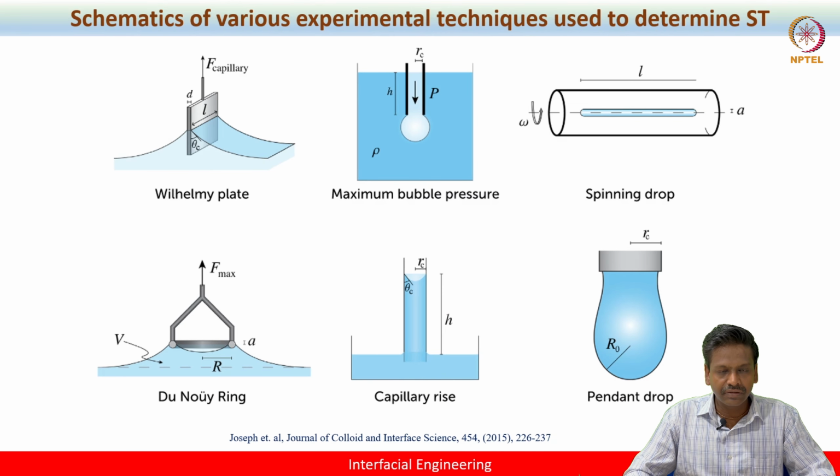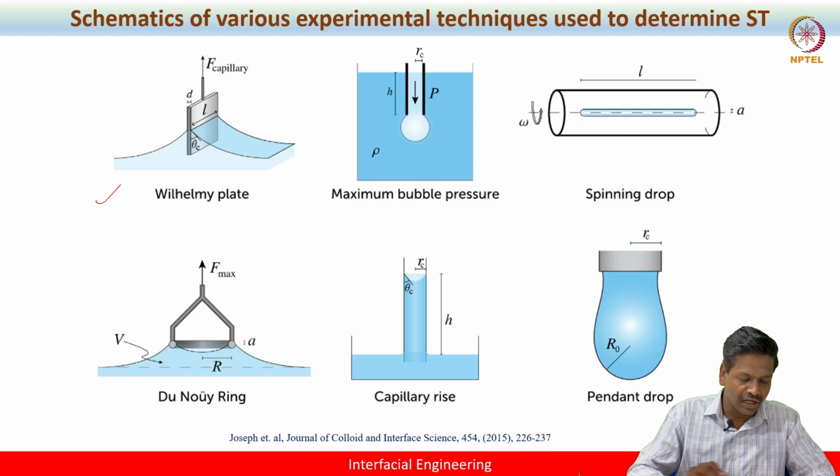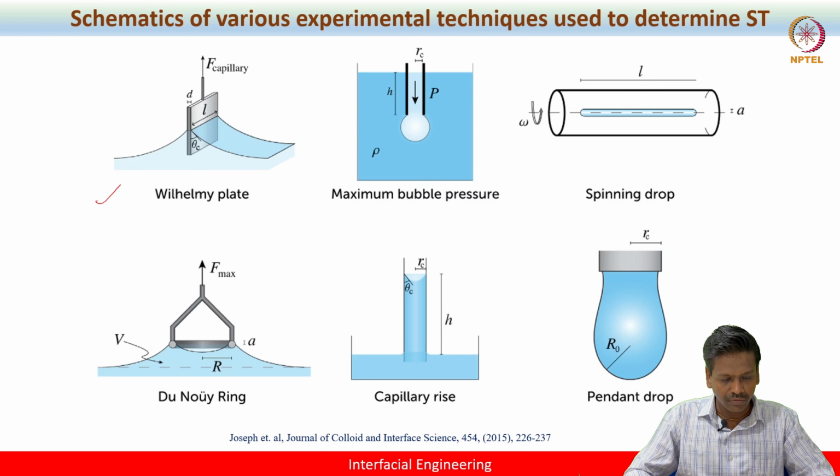So these techniques are widely available if you want to measure surface tension. For example, we know the Wilhelmy plate, which is one of the very popular methods that people often use. And then we have what is known as the Du Noüy ring. The Du Noüy ring and Wilhelmy plate work under the same principle of operation, and only the geometries that are used are different. And apart from that, capillary rise is a very classical method.